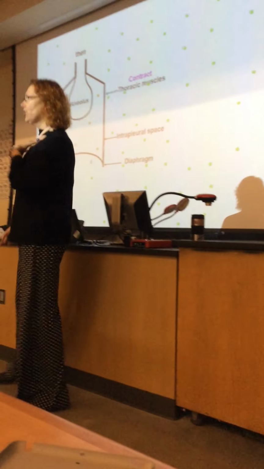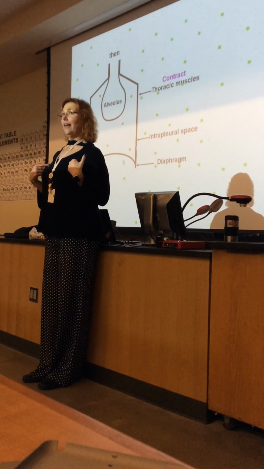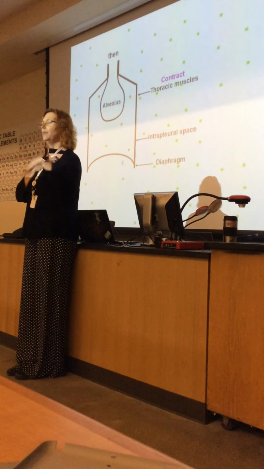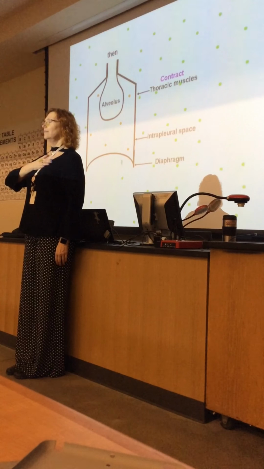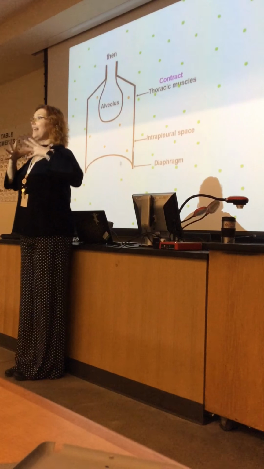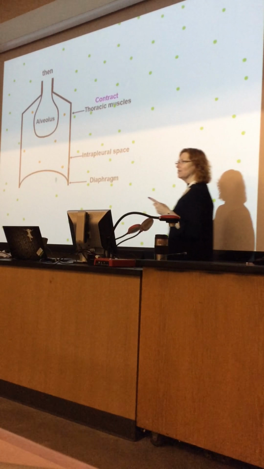You can all see that if I take a deep breath. Watch. Right? You can see that. Put your hand on your chest. Close your eyes. No other distractions. Take a deep breath. Feel your rib cage move up and expand out to the sides. Okay? What causes that to happen? Contraction of those thoracic muscles.